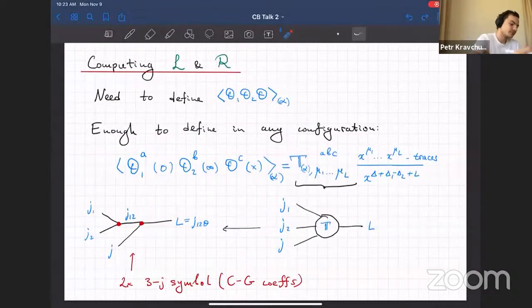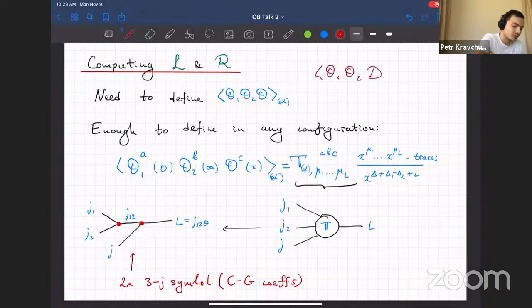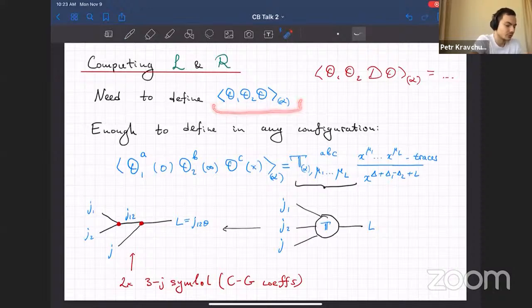So if we go back to the discussion that we had, we can remember that the thing we need to compute is the differential operator D acting on our 3-point tensor structures, and we need to expand it in some other basis. Before we can apply the differential operator D to our tensor structures, we need to define them, so we need to define what we mean by these expressions. This should be some conformally invariant 3-point tensor structures.